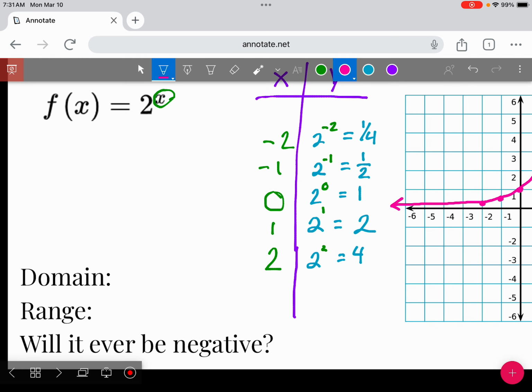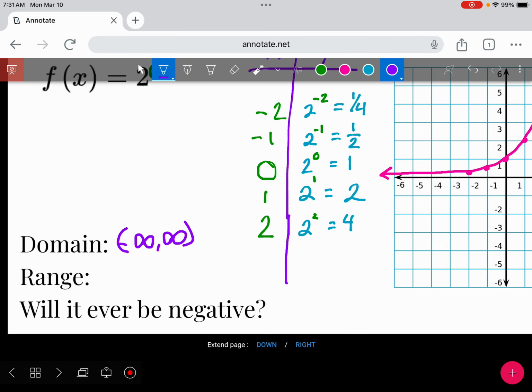So what is our domain for this one? What x's can we use? Negative infinity to positive infinity. I had no rules that stopped me from picking anything we wanted. What is our range? Our y's. It goes up to infinity, absolutely.